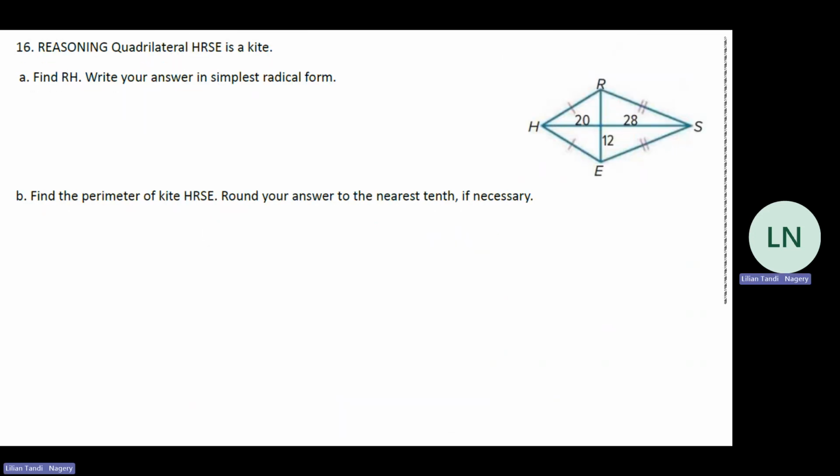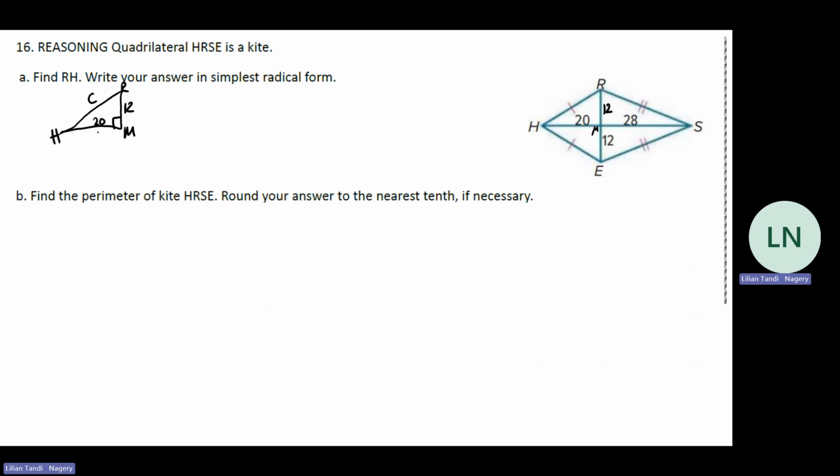Find RH. Okay. So you know that. Let's put a half here. Let's call it M. ME is 12, so MR also has to be 12. So to find RH, we will use the triangle RHM. So we will draw the triangle. You put H here, you put R here, you put M here. You put 20, you put 90, you put 12.